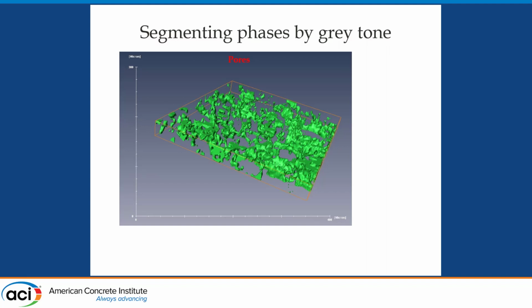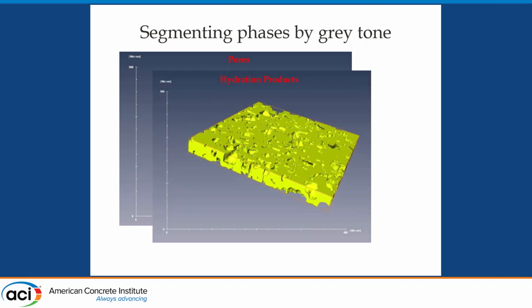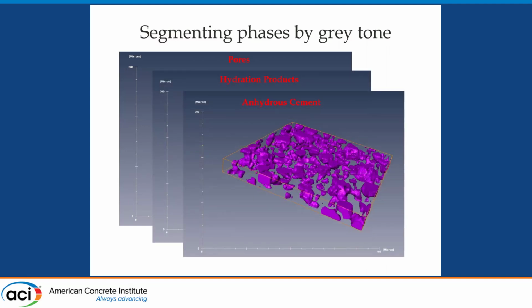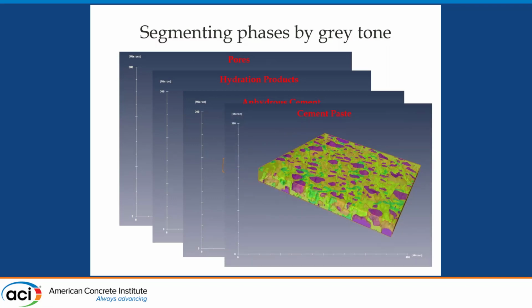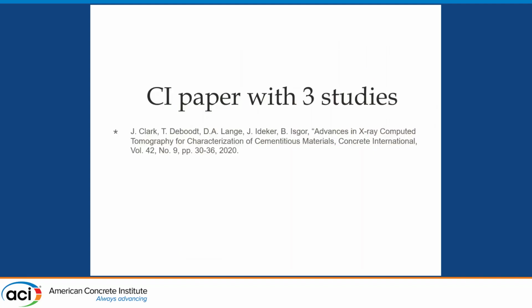And in the case of separating the pores from the solid, we can do that. There's the hydration products. Here are the anhydrous cement. Put them together, we have a multicolored solid. And you can imagine how this can be used for different kinds of studies with diffusion, durability issues, and so forth.